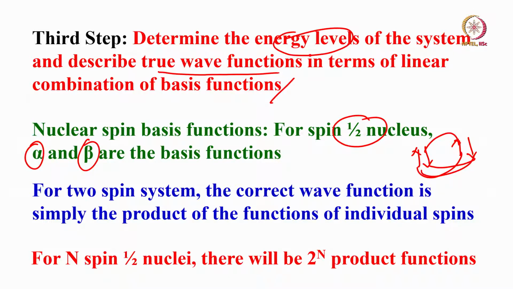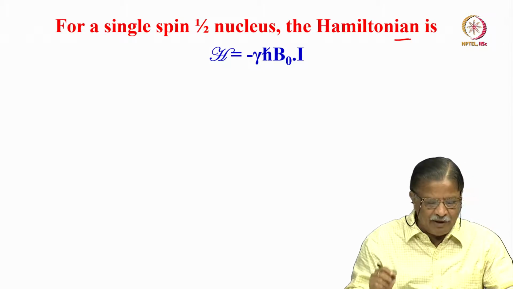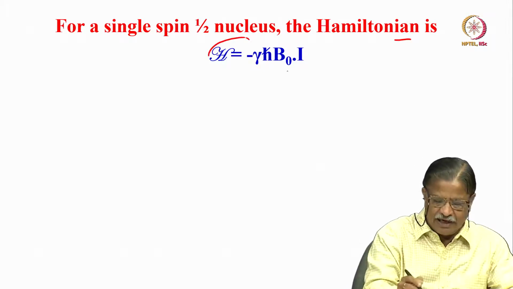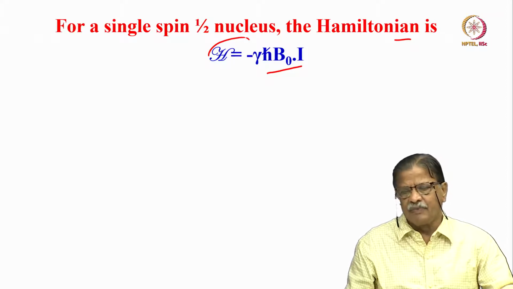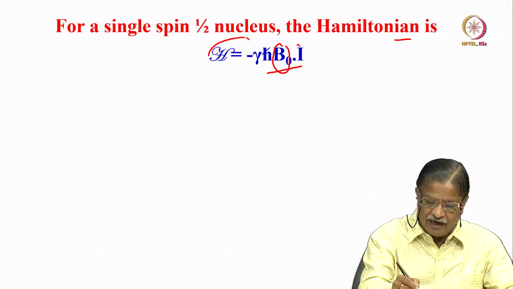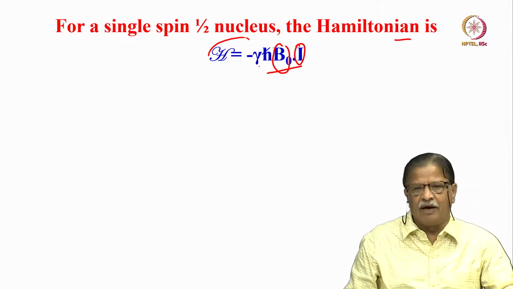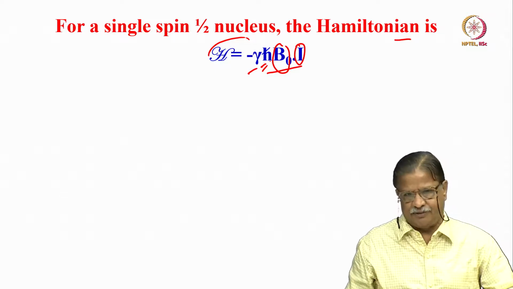That is the reason I said the quantum mechanical treatment, if you want to analyze beyond 2 or 3 interacting spins, is fairly difficult. So, we are sticking to that. For spin half nuclei, this Hamiltonian is given as H equal to minus gamma h cross B naught into I. This is the general Hamiltonian. We know that B naught is the magnetic field, I is the spin of the nuclei, gamma is the gyromagnetic ratio and h cross is the Planck's constant.